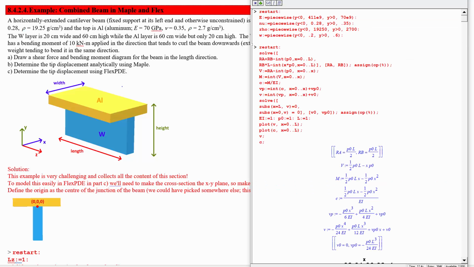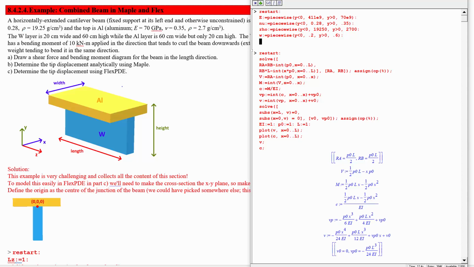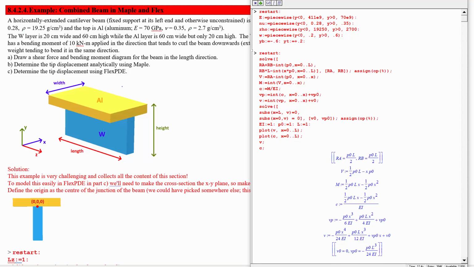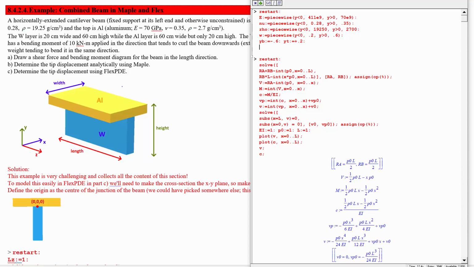So how can we do that in a systematic way? Maybe we'll say y bottom is equal to negative 0.6 and y top is equal to positive 0.2. And then we'll just have to remember that it's always yb to yt when we're doing those integrals. Okay, so now what do we want to do? We want to get our shear force and bending moment diagram.